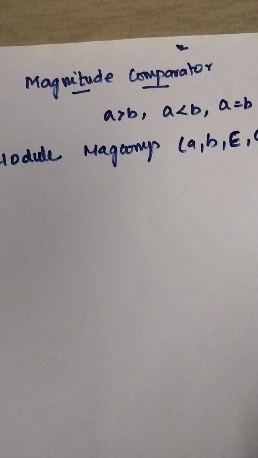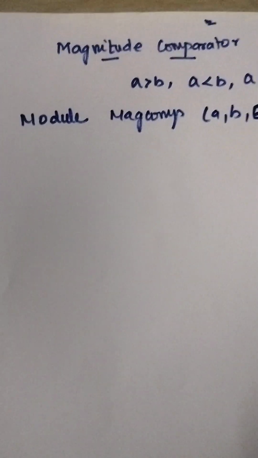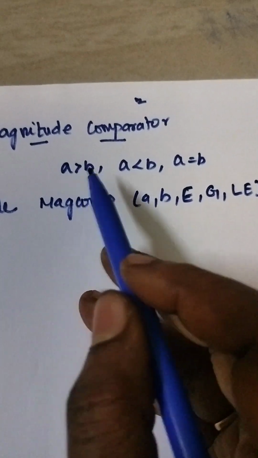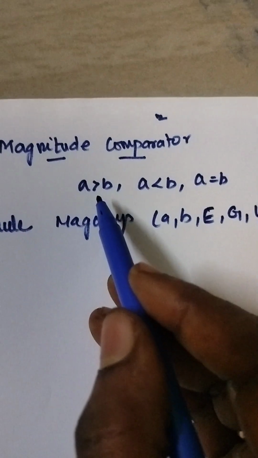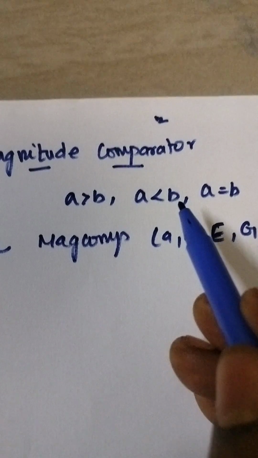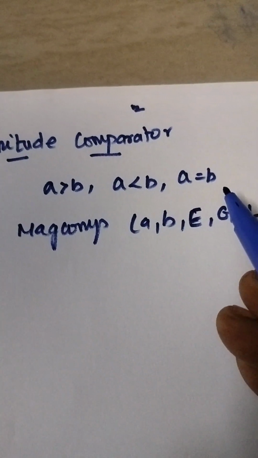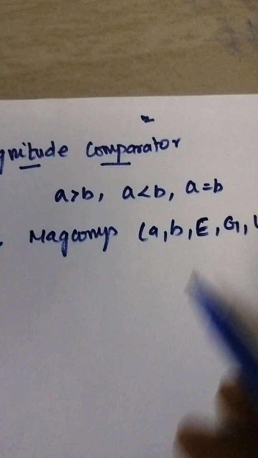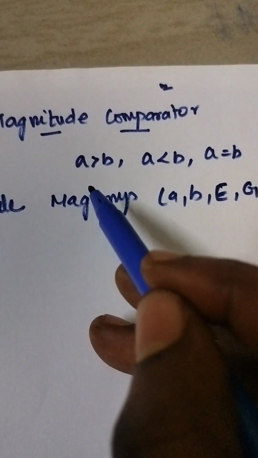Hi everyone, today we are going to see the magnitude comparator coding using Verilog. So you all know what is meant by a magnitude comparator. You're going to see the comparison, right? Either you can have the output as a greater than b, or a less than b, or a equal to b, right? So I've taken two inputs, a and b. So we are going to compare a and b.